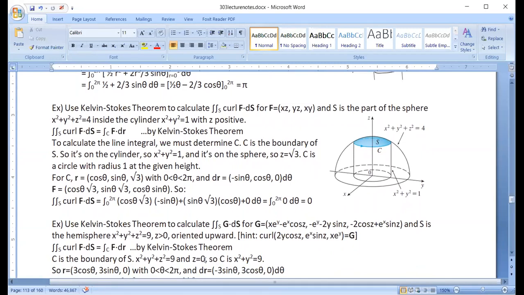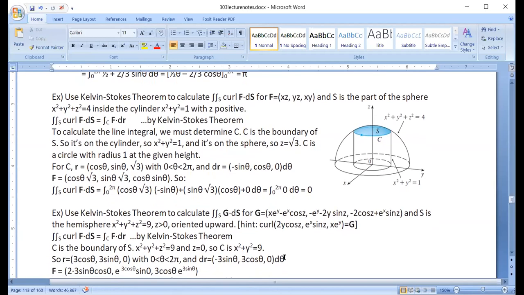So we've already got z equals 0, so then r equals 3 cos theta, 3 sine theta, 0, with theta going from 0 to 2 pi. And then we can calculate dr. And then we can also plug in to get the parameterization of the vector field. So plugging those things in, we get this expression, where I didn't simplify yet.